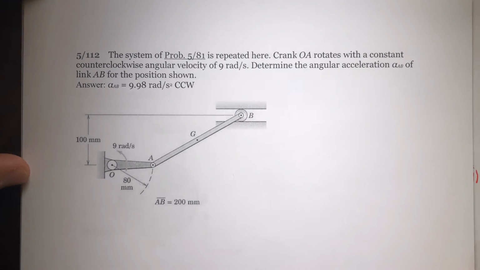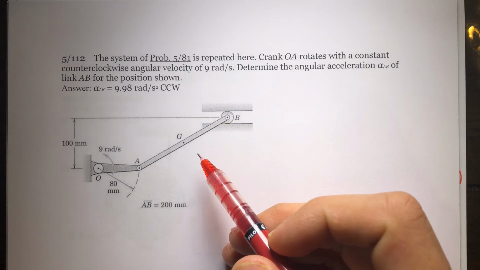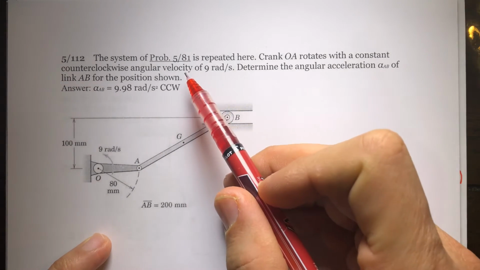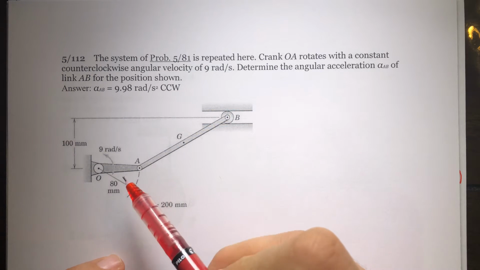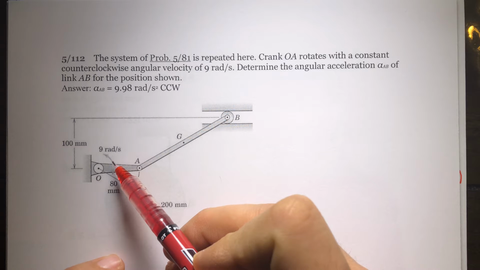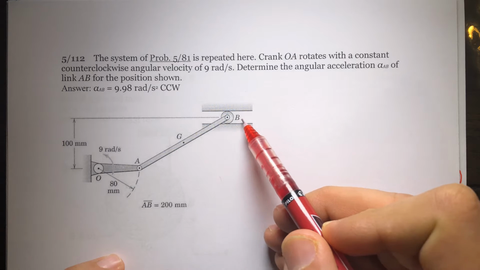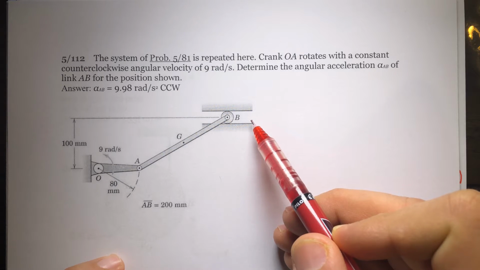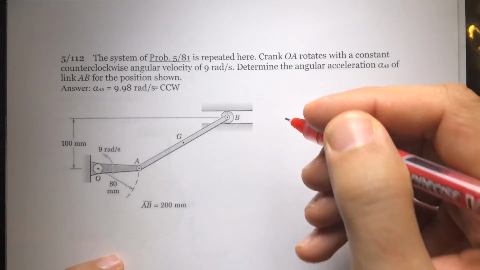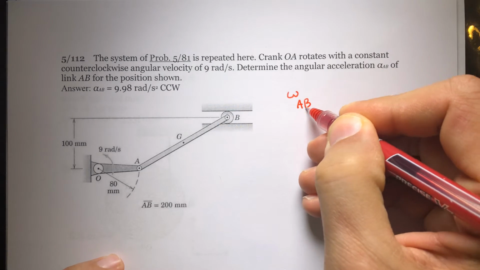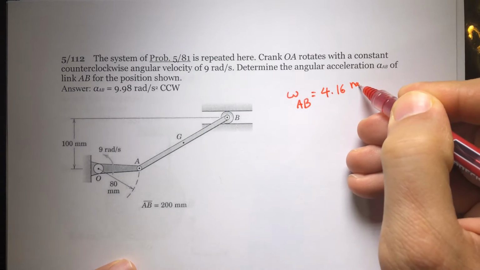Problem 112. We had this problem before, but here we need to analyze the acceleration of it too. Previously in problem 81, we had this mechanism. OA is rotating with angular velocity of 9 radian per second in counterclockwise direction, and B has to move just in the horizontal direction. Previously in that problem, we found that omega of AB is going to be equal to 4.16 radian per second.